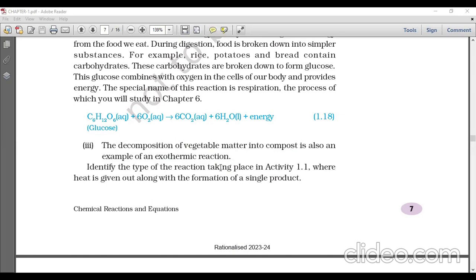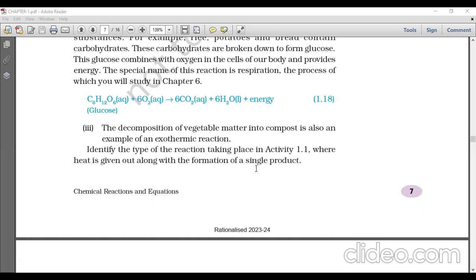Now he is asking, identify the type of reaction taking place in activity 1.1. Tell me whether it is an exothermic reaction or an endothermic reaction. So what is activity 1.1? We burned the magnesium ribbon, right? When you burn a magnesium ribbon, heat energy is released, so of course it is also an exothermic reaction. You should write this on the first page.